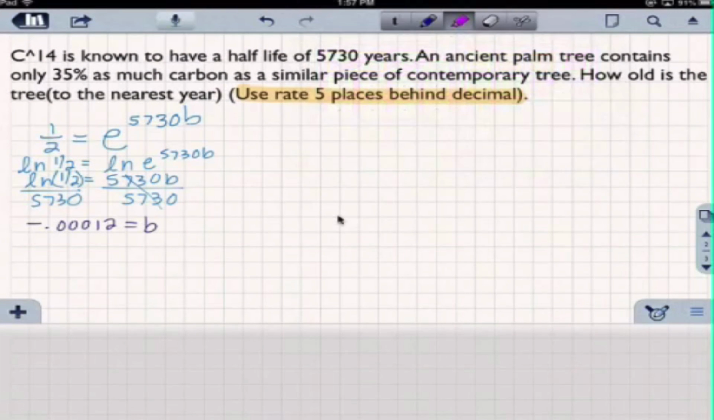I chose to go through this problem because I think it can be a little confusing, because then it says only 35% as much is in a similar contemporary tree. That 35% is just like when it says half-life or double. So I'm going to put 0.35 equals e. This time I actually know the rate, but I do not know the time. If they tell you that a certain percentage of a chemical or an element exists, I know that I'm going to be using that as a decimal. That would be the y divided by the a.